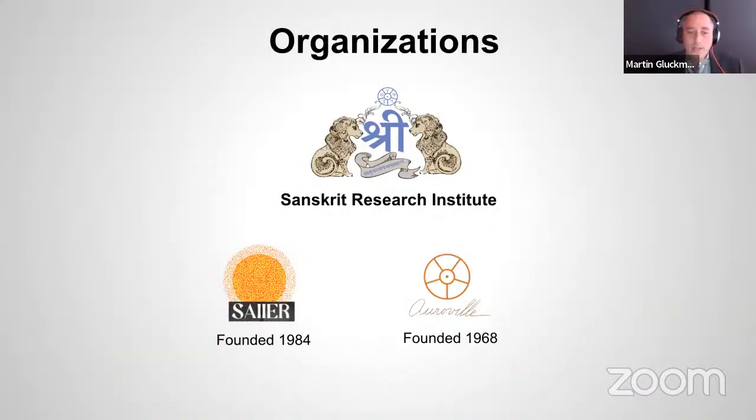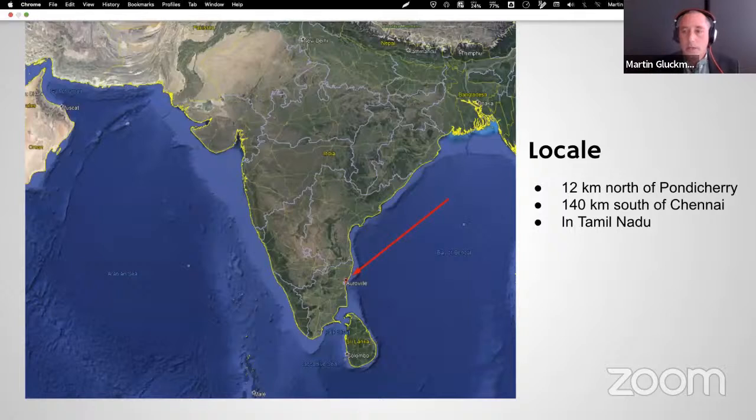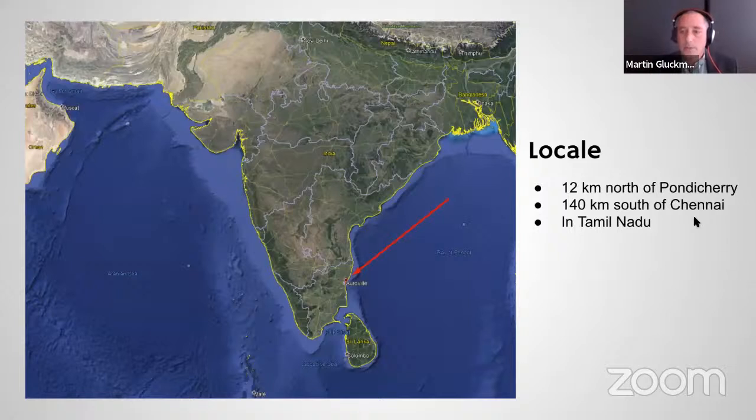So the organization is based in Auroville, in a very beautiful part of Southeast India, in the project of Auroville, which was founded in 1968. And we're under the trust of the Sri Aurobindo International Institute of Educational Research. So this is where we are domiciled. And we are 12 kilometers north of Pondicherry and about 2 hours from Chennai, just for those who want to orientate where we are based.